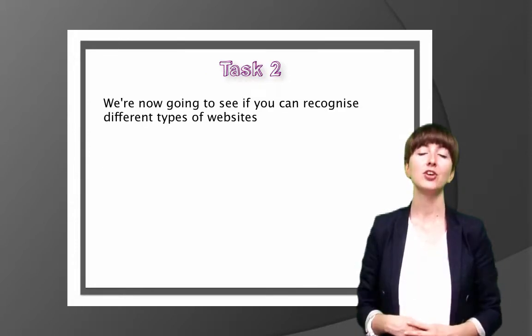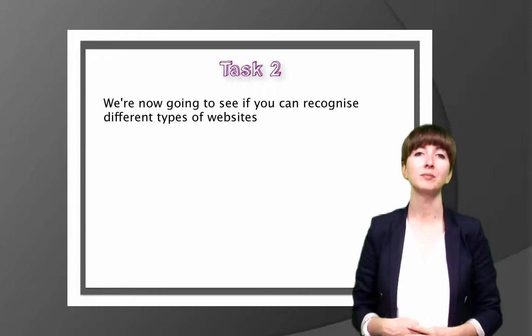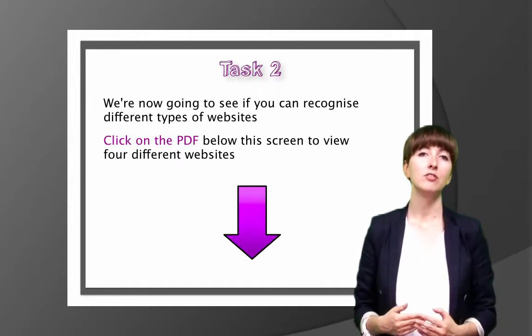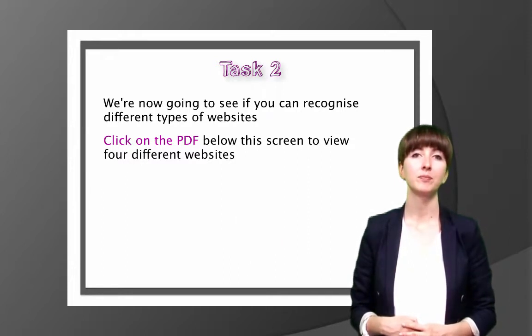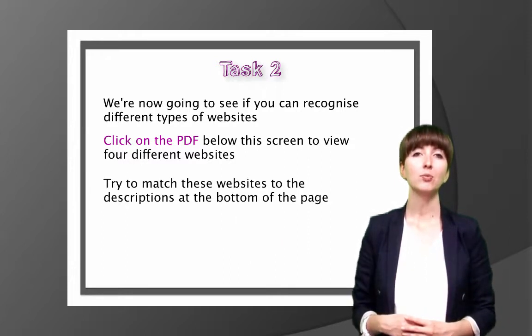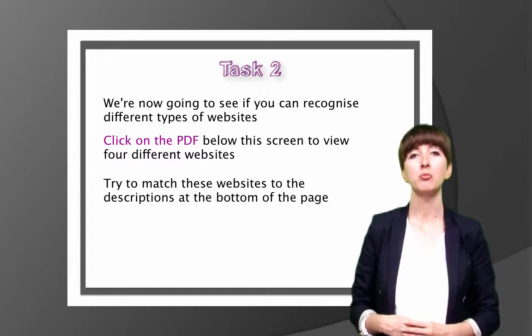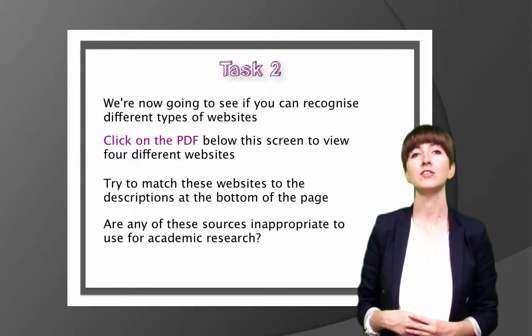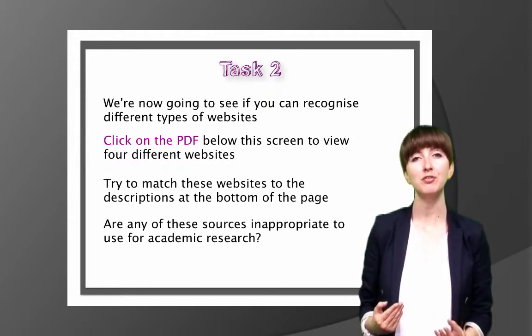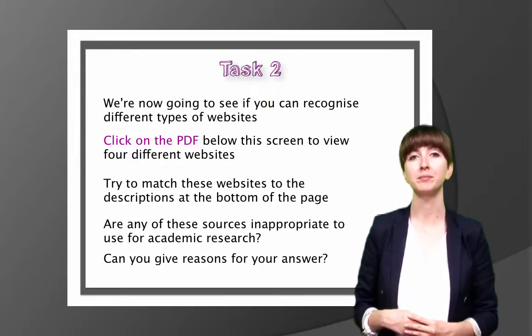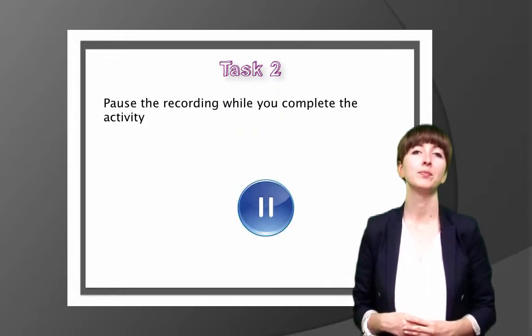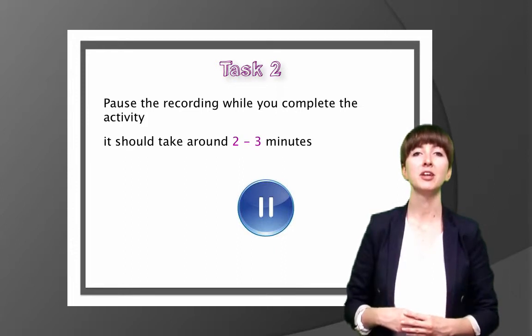We're now going to see if you can recognise different types of website. Click on the PDF below this screen to view 4 different websites. Try to match these websites to the descriptions at the bottom of the page. Are any of these sources inappropriate to use for academic research? Can you give reasons for your answer? Pause the recording whilst you complete the activity. It should take around 2 to 3 minutes.